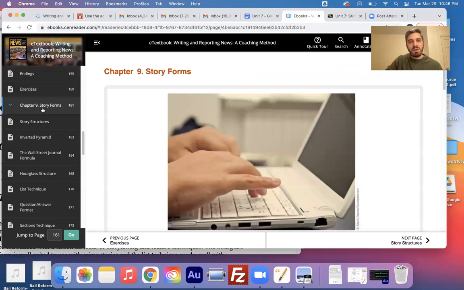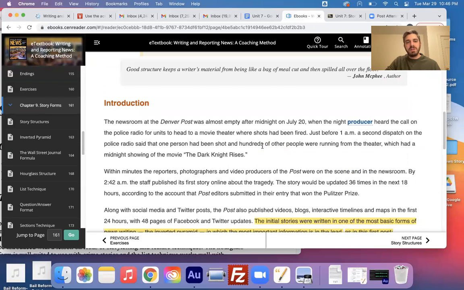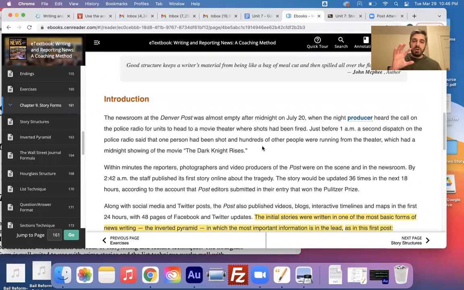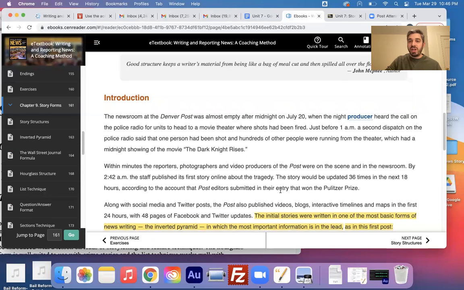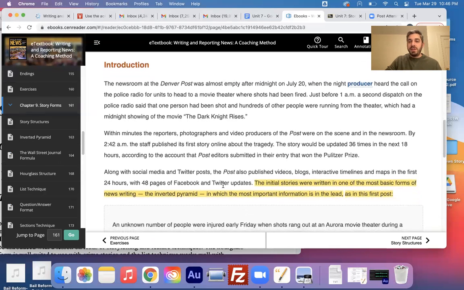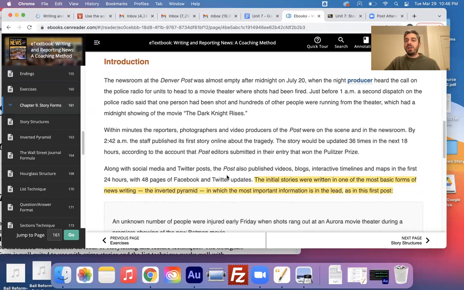All right, let's move on to chapter 9, story forms. So there's this really good story about the 2012 Aurora shooting in Colorado. It talks about the Denver Post's coverage that night, so definitely read this. The initial stories were written in one of the most basic forms of news writing, the inverted pyramid, in which the most important information is in the lead.